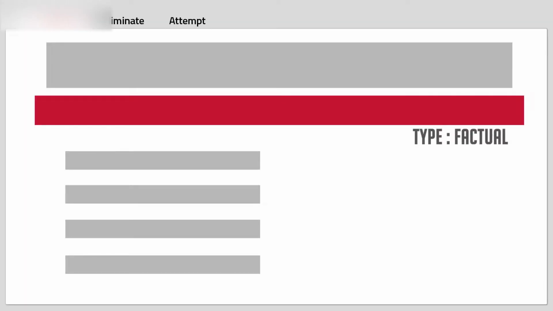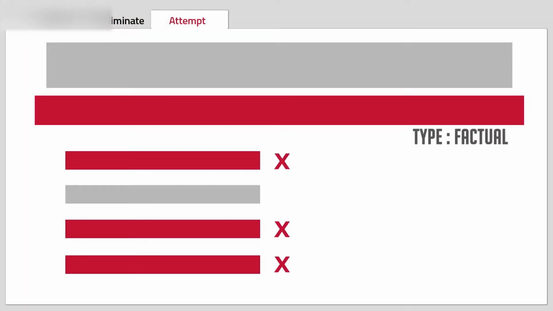Now, we use the IEA technique to solve 3 types of RC passage questions. And the fourth type is not an exception. So to solve type 4 questions as well, we're going to use the identify, eliminate, and attempt technique.